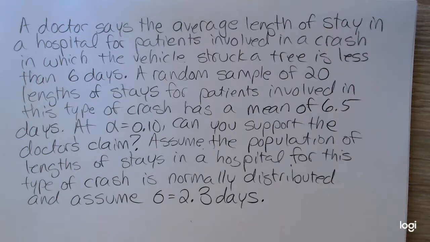This is an example of a hypothesis test for a population mean, sigma known, and the conditions are met to use a z-test. A doctor says the average length of stay in a hospital for patients involved in a crash in which the vehicle struck a tree is less than 6 days. A random sample of 20 lengths of stays for patients involved in this type of crash has a mean of 6.5 days. At alpha equal 0.10, can you support the doctor's claim?